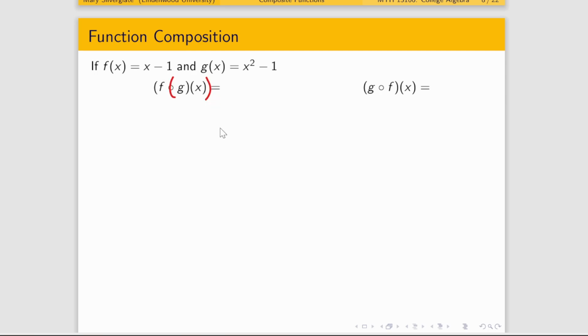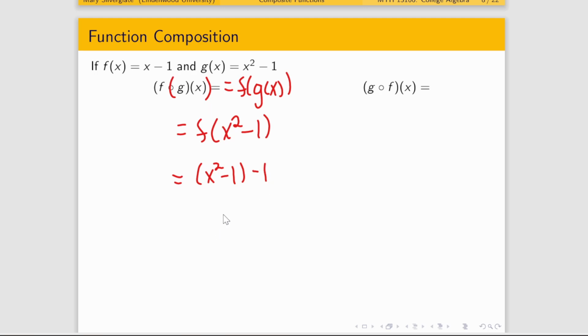So if I'm asking for f of g of x, I know that means I'm plugging g of x into f. And in this case, I know that g of x is x squared minus 1. So I'm going to note that that's what I'm plugging into f. Then I want to replace this phrase in parentheses everywhere I see an x in f of x. So instead of writing x, I'm going to write x squared minus 1, and then I'm going to drop down the minus 1. Since f of x was equal to x minus 1, I replaced the x with what g of x was, in this case x squared minus 1.